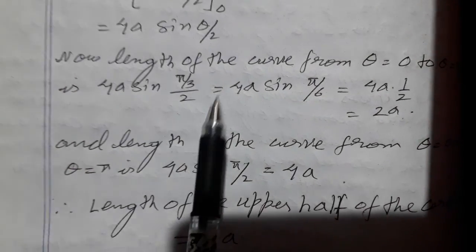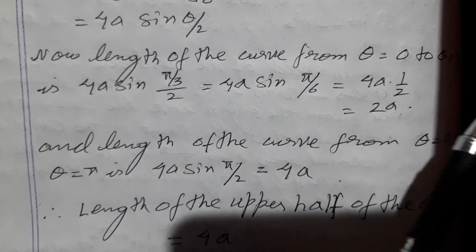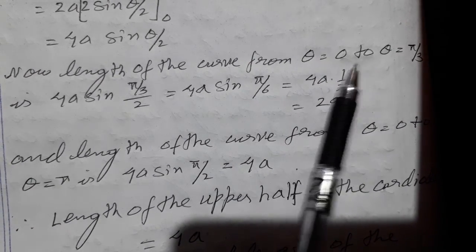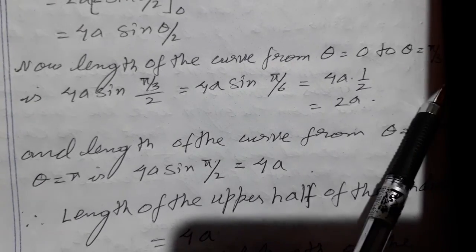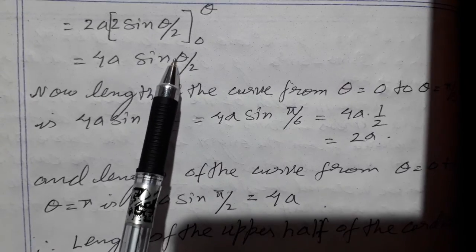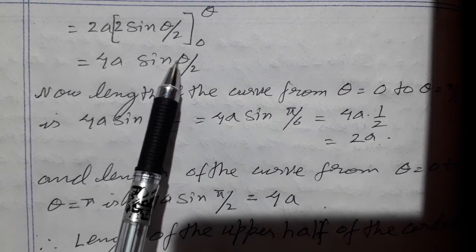Now after that, try to find the length of the curve from theta 0 to theta pi by 3. I have to show that this is the middle point of the upper half. So in place of theta, we put the value pi by 3.